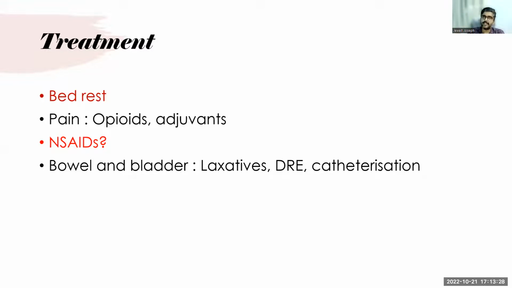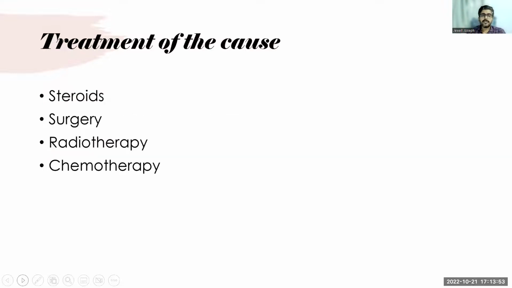If there is a bone disease or a bone fracture, NSAIDs seem to be the first choice. They work very well in all these situations. But in this particular scenario, I'll just put it as a question mark, and we'll come to that later. For bowel and bladder disturbance, obviously we may need to give laxatives, digital rectal evacuation, catheterization for urinary incontinence, etc. So coming to the treatment: treatment is ideally the treatment of the cause.